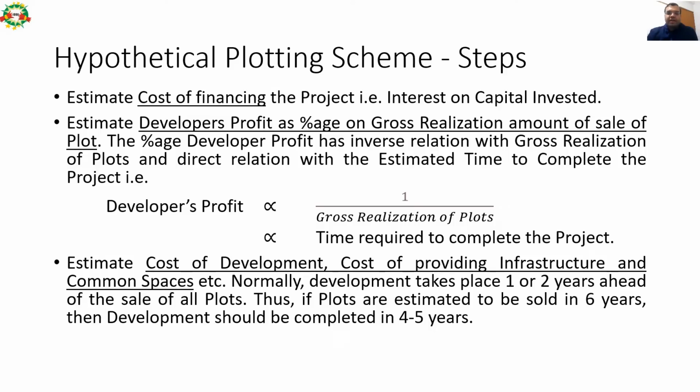The next step is to estimate the cost of financing the project. Cost of financing means interest on capital invested or capital borrowed from the bank. The next step is to estimate the developer's profit, whatever profit the developer is expecting out of the project, and this developer profit is calculated as a percentage on the gross realization amount of sale of plots. So please note this point: the developer profit is always calculated on the gross receipt of all plots.